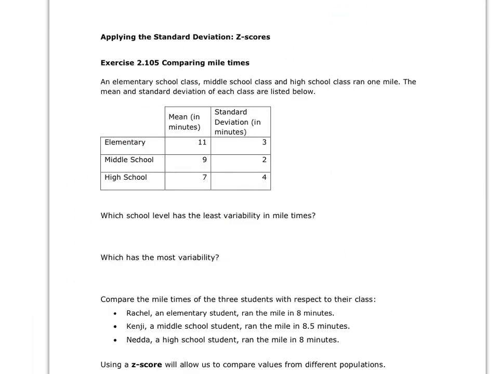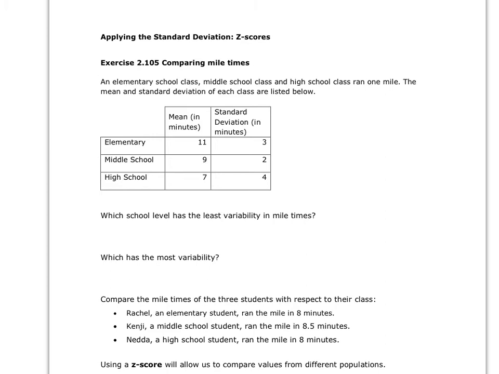Now we're going to look at an application of standard deviation, which is z-scores. Z-scores are going to help us compare across different populations. So let's look at this exercise from the textbook. An elementary school, middle school class, and high school class ran 1 mile, and the mean and standard deviation are in the table.